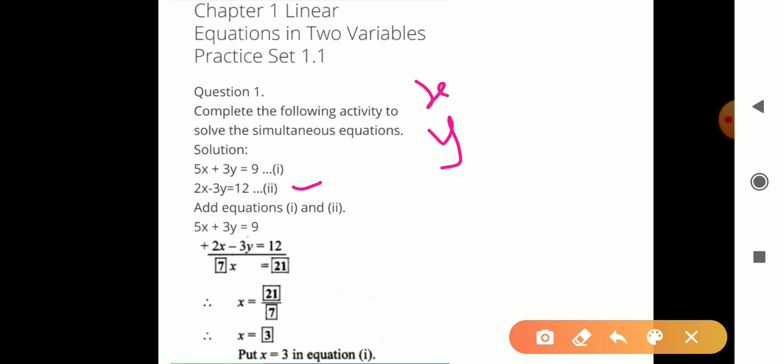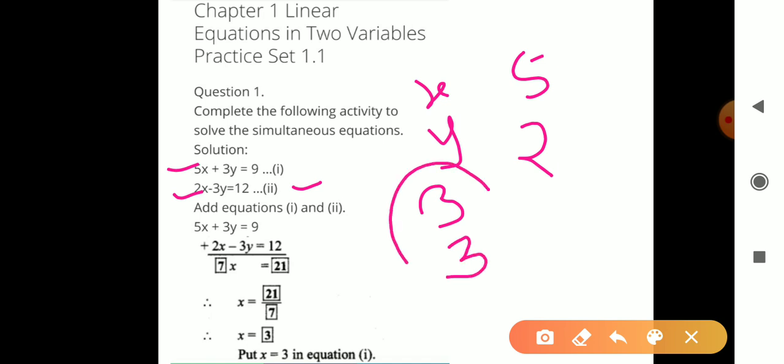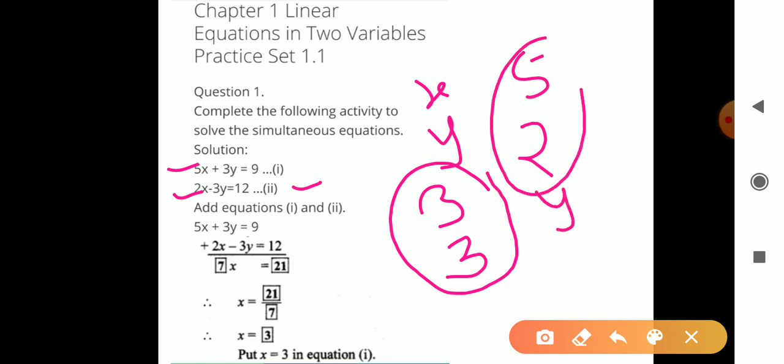So see the solution. Here we have to look at the first two equations. The coefficient of x in the first equation is 5 and in the second equation it is 2, whereas the coefficient of y in the first equation is 3 and in the second equation the coefficient of y is again 3. So we can see the coefficient of y is the same, but the coefficient of x is not the same.